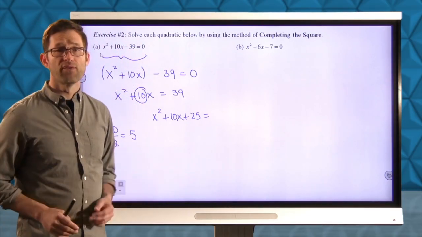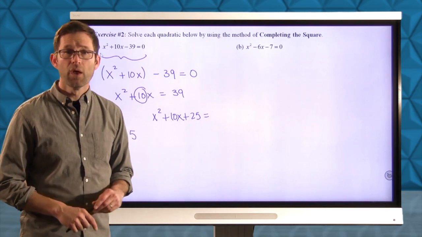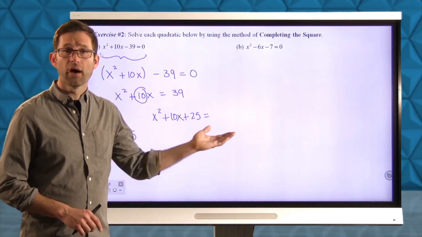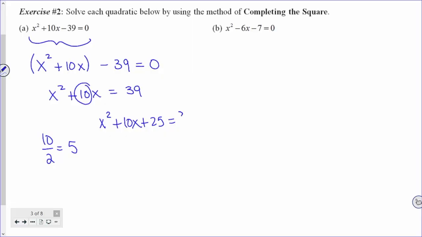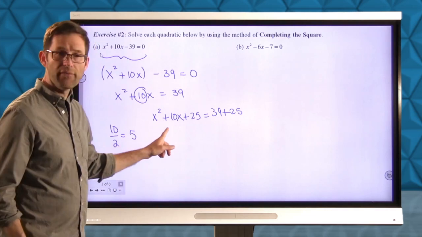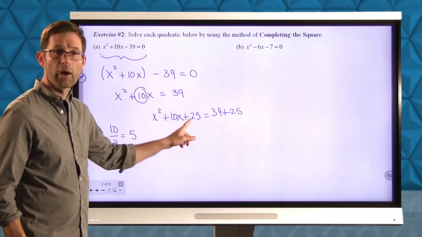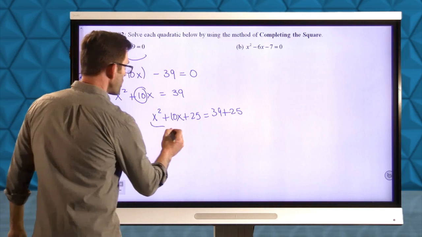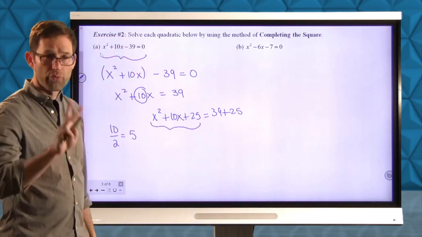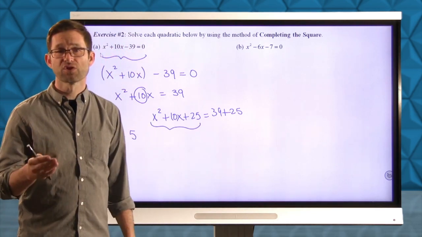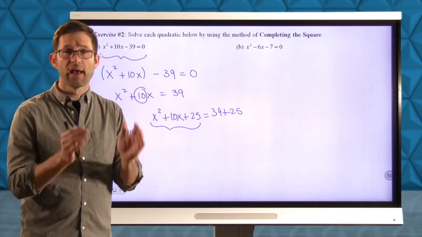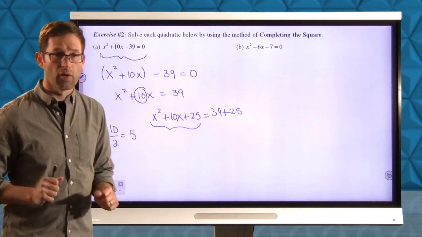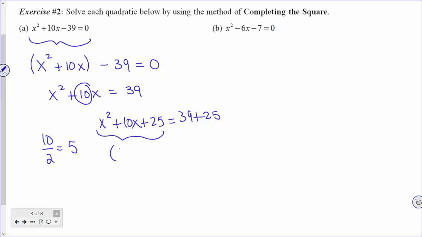What you do to one side of the equation, you should do to the other side. So if I add 25 to the left side, I should add 25 to the right side. Okay? Now, by taking half of the b term, squaring it and adding it on, we ensure that that trinomial, three-term polynomial, is a perfect square, so that it can be factored as a binomial times itself. In fact, this particular one factors as x plus 5 times x plus 5.